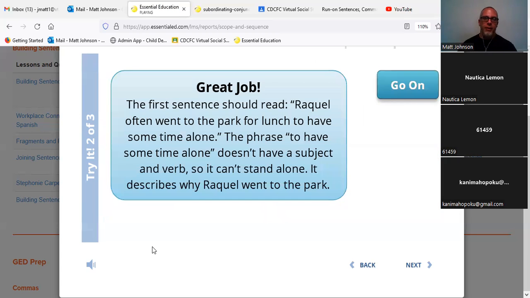Great job! The first sentence should read, Raquel often went to the park for lunch to have some time alone. The phrase "to have some time alone" doesn't have a subject and verb, so it can't stand alone. It describes why Raquel went to the park. All right, moving along here.